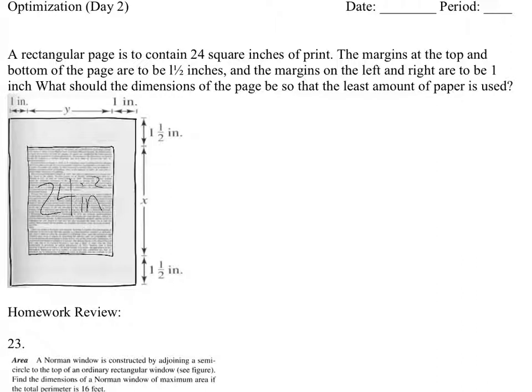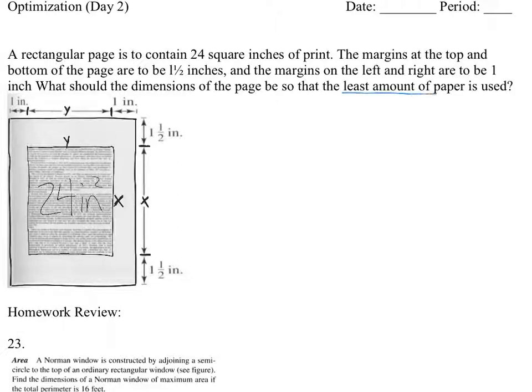Now, in the diagram here, they actually gave us X and Y. They made X go from here to here. So, if you think about it, that's how tall the text is on the page. And they told us that Y went from here to here. So that's how wide the text on the page is. All right?